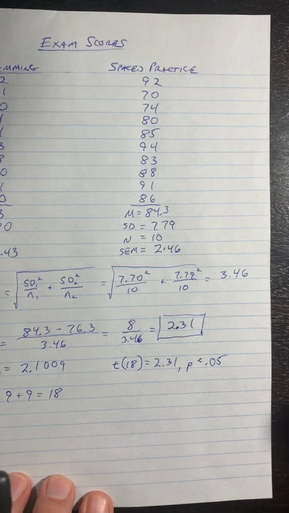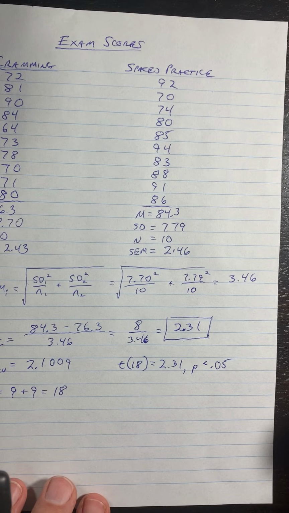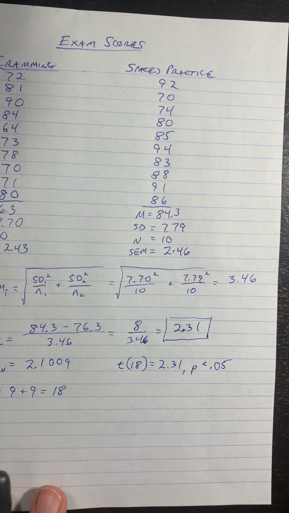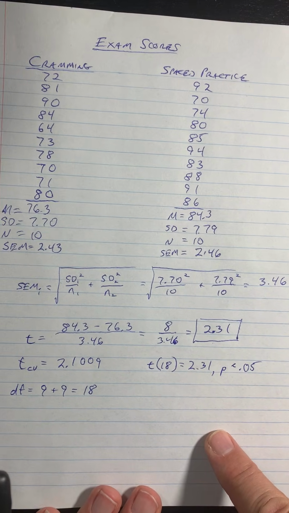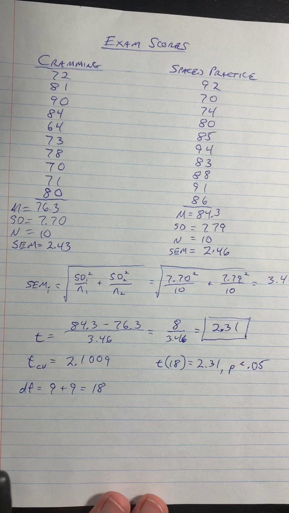Okay, so that concludes the t-test. I think I'll stop there on this video. Then I will make a separate video for the effect size and the confidence interval just to finish it up, okay? But that's how we would do the hypothesis test or the significance test for an independent samples T.